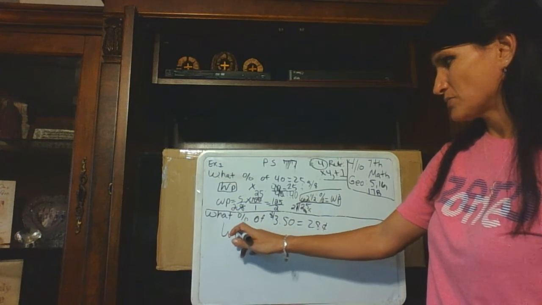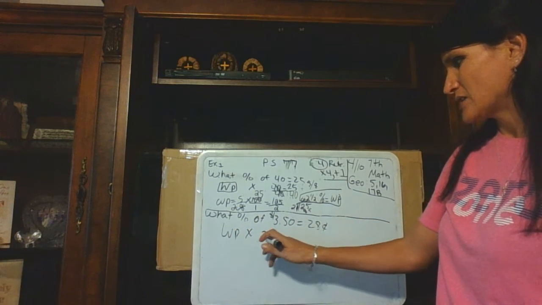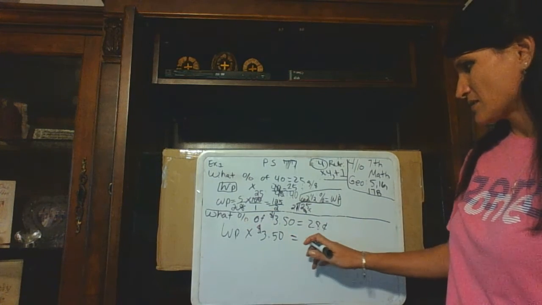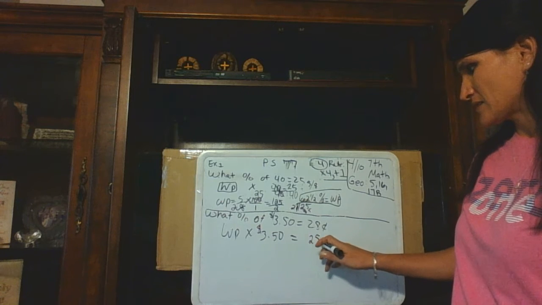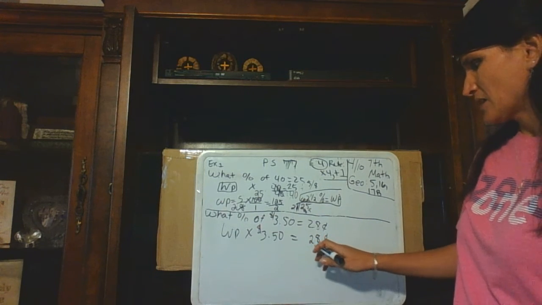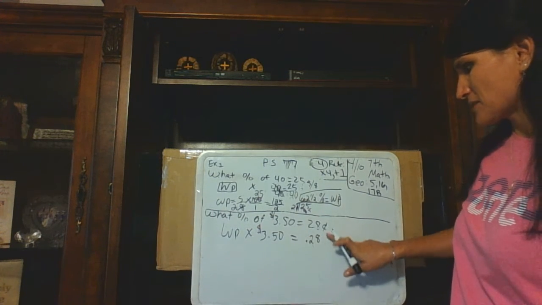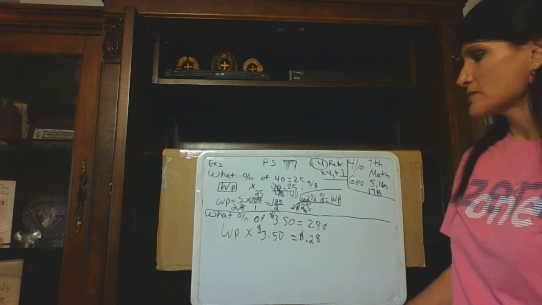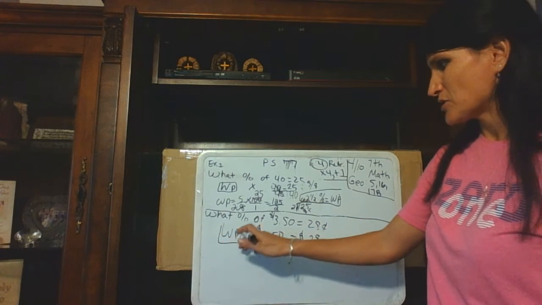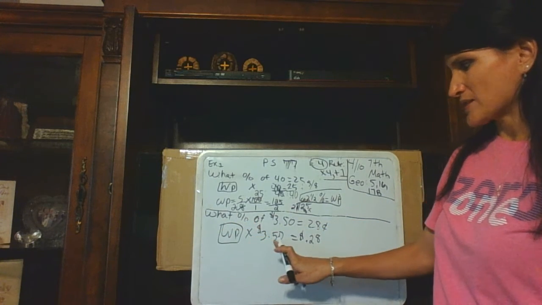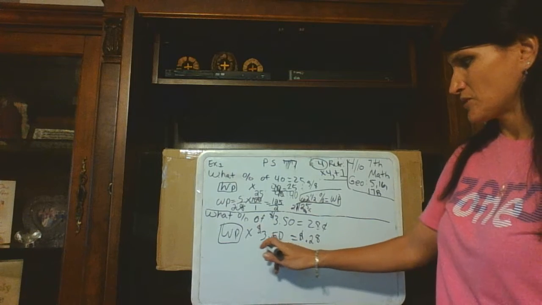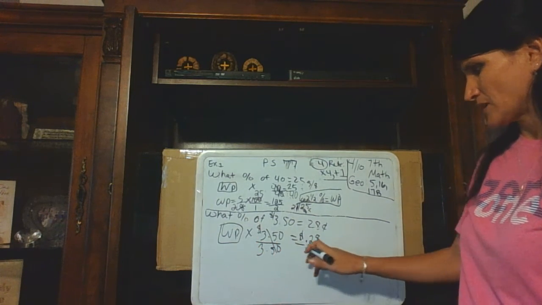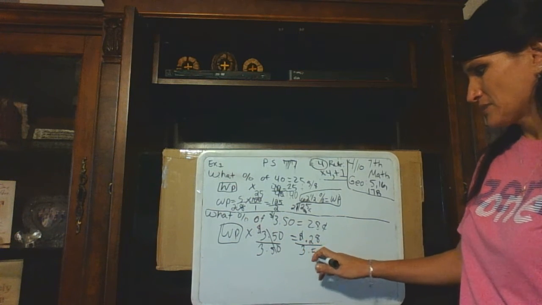So what percent of $3.50 is 28 cents? Okay. Now I'm just going to make that a decimal so that they both have dollar signs, so that they're in the same unit. Okay. I'm going to isolate, which means I want to solve for WP, which means I have to get rid of this one. So I'm going to divide by 350, which cancels. Divide by 350.